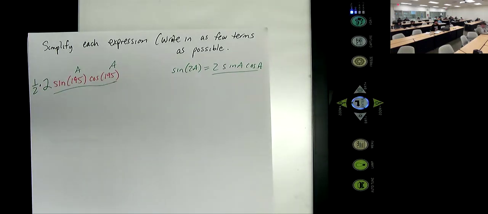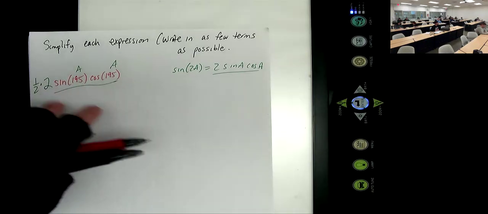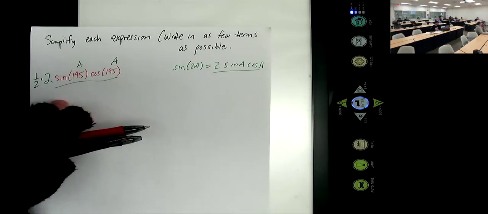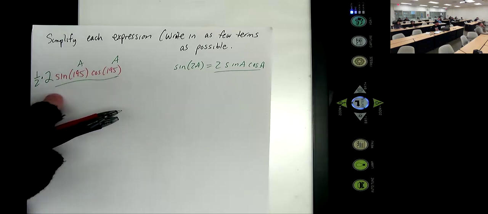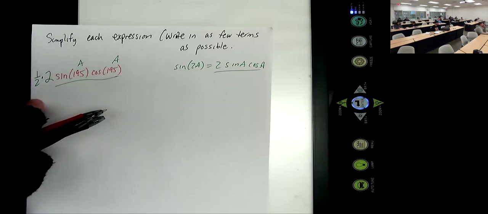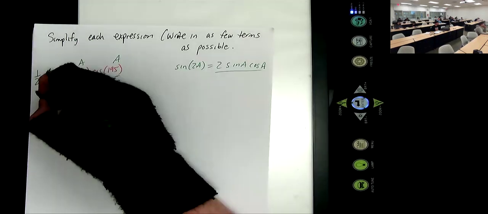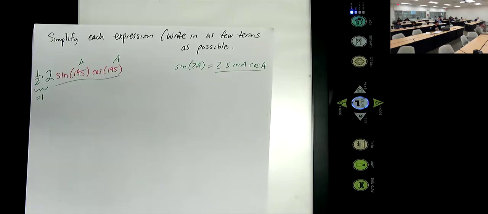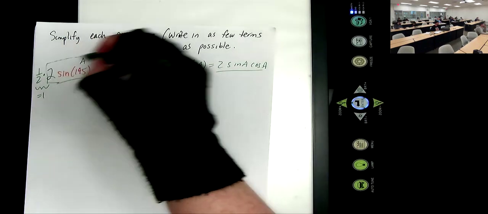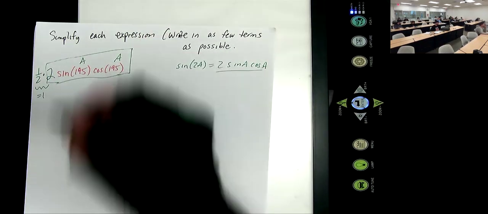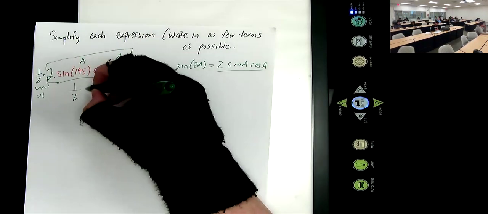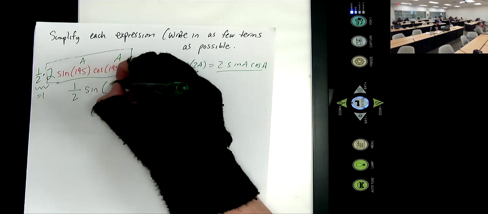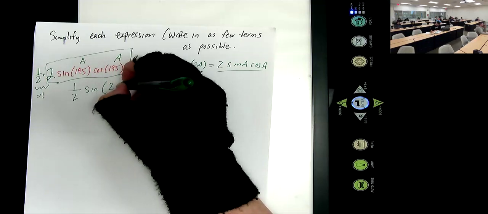Does that logic make sense? If I want the 2, I can't just double it for no reason. If I'm gonna double it, I gotta take a half of it again. 1/2 times 2 multiplies to 1, so I'm not changing the value. But then I can use this part to do the double angle formula. I can say 1/2 of sine of 2 times 195.